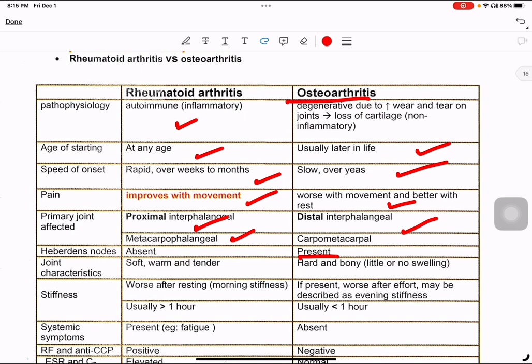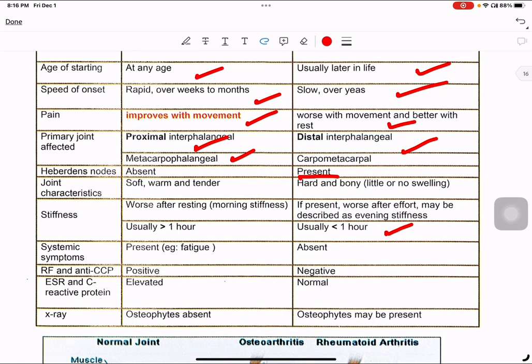Morning stiffness is more than 1 hour in case of rheumatoid arthritis, usually less than 30 minutes in case of osteoarthritis. Systemic symptoms are more common in rheumatoid arthritis. Systemic symptoms are absent or very mild in osteoarthritis. RF, rheumatoid factor, and anti-CCP are positive in rheumatoid arthritis, negative in osteoarthritis. ESR and C-reactive protein are elevated in active rheumatoid arthritis and normal in osteoarthritis.